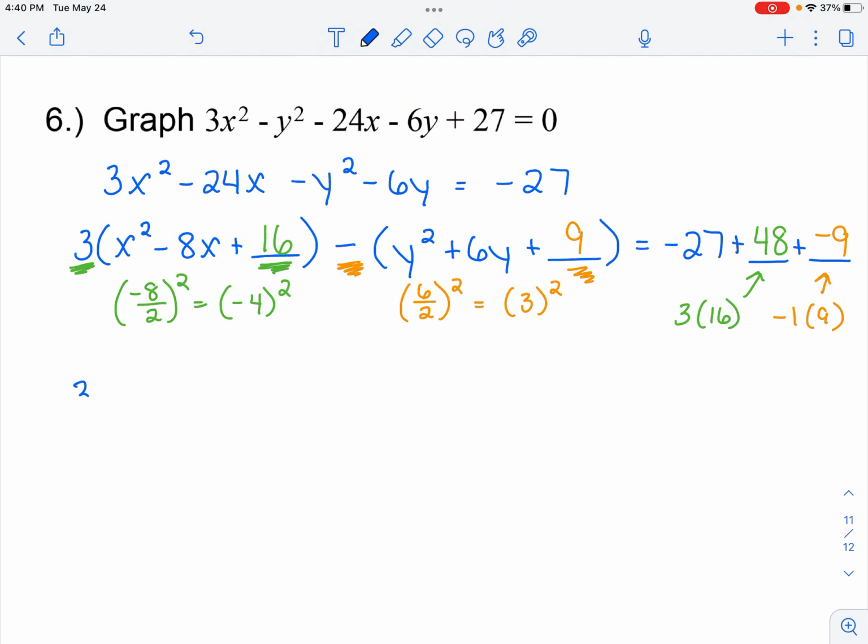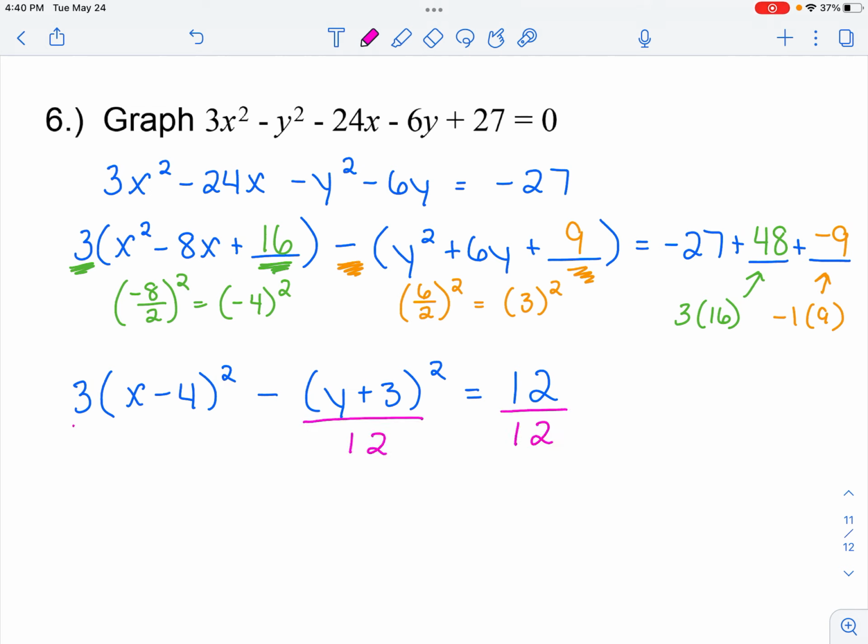So now we're ready for the factoring step. So I'm going to have 3 times (x minus 4) squared minus (y plus 3) squared is equal to, let's see, negative 27 and minus 9 is negative 36. Negative 36 plus 48 is 12. We are one step from getting this in standard form, and that step is I can't have a 12 here. I have to have a 1. So I'm going to divide out a 12, divide out a 12, divide out a 12.